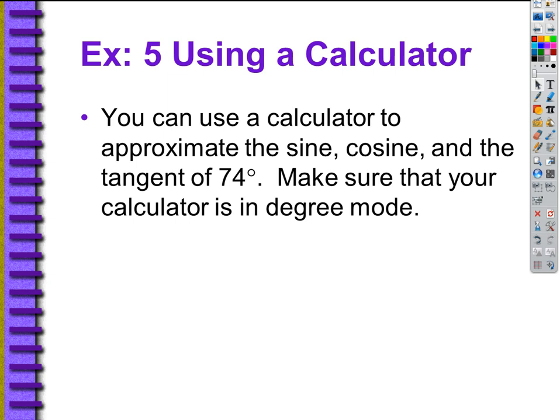So if we want to find, for a 74-degree angle, sine, cosine, and tangent, what do we do? Well, you can't do this without a calculator. You have to have a calculator.